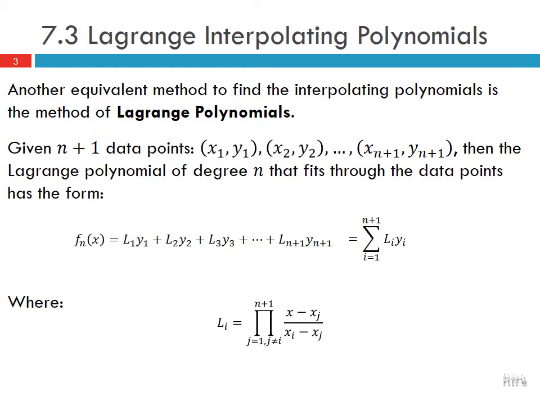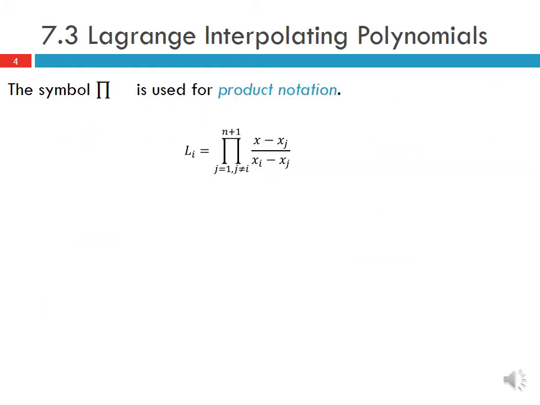Now this Li is defined as shown here, where this is the product operator. So j goes from 1 to n plus 1, where j is not equal to i, because that would make the denominator equal to 0. So it's similar to the summation notation, except that instead of adding, we're multiplying, as we will see in the next slide. So this symbol is used for the product notation.